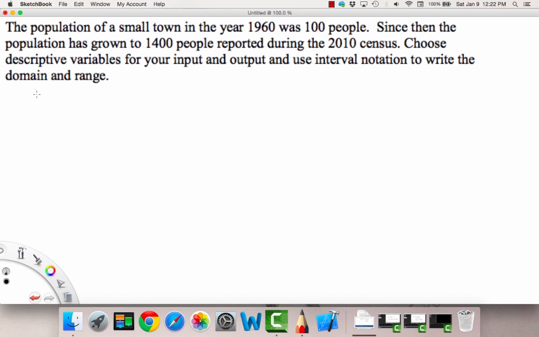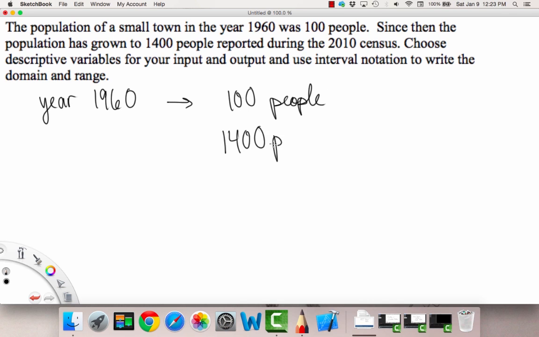So in the year 1960, that corresponded to a population of 100 people, okay? And then it says, since then, population has grown to 1,400 people, okay? And then this was reported during the 2010 census. So this corresponds to the year 2010, right? Okay, so we have these two different kind of markers. They're kind of like points. In the year 1960, we had a population of 100. In the year 2010, we have a population of 1,400 now, okay?